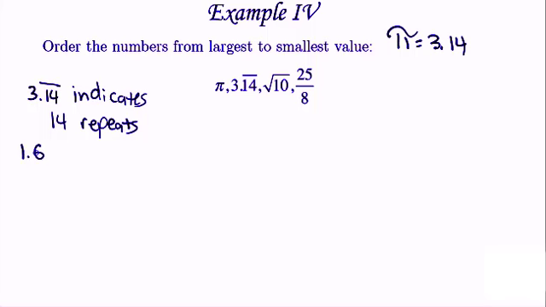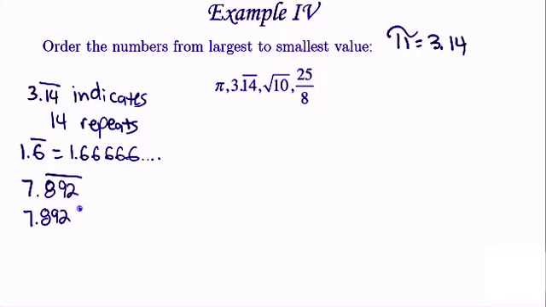I could have 1.6 repeating, and then that would just be 1.66666 and on and on. Here I have the 1 and the 4 repeating. I could even have 7.892 repeating, and then all three of those would repeat. It would be 7.892, 892, 892, and on and on.